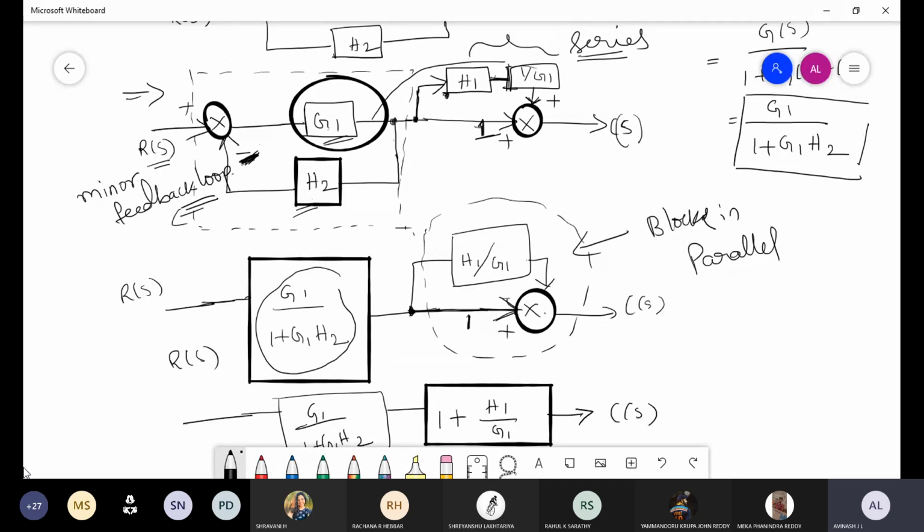So now I can say that you can see this and this are going in the same direction. When these two things are going to a summing point in the same direction, we can consider them as parallel blocks. Isn't it so? Yes, sir. Correct. So now, what is the simplification for a parallel block? We should add them, correct? So 1 plus H1 by G1. This is the block value, correct?